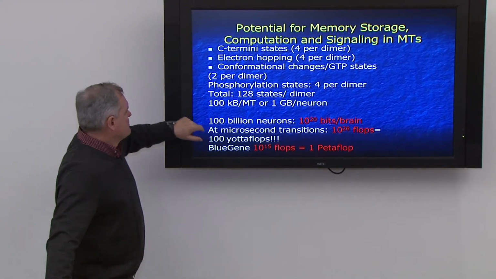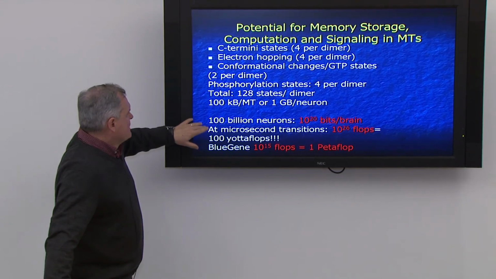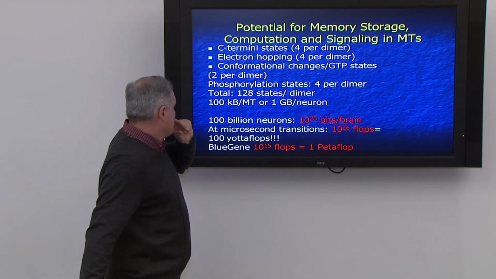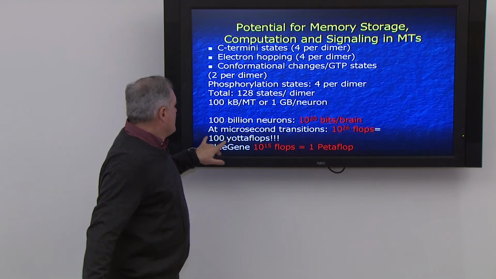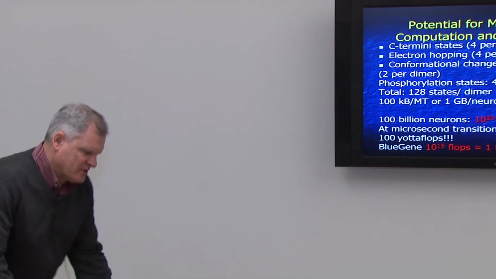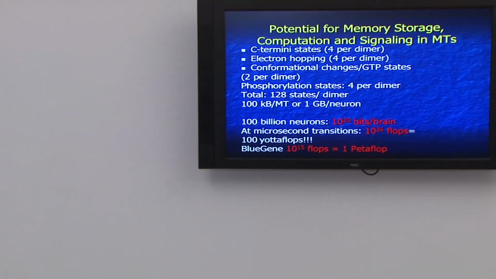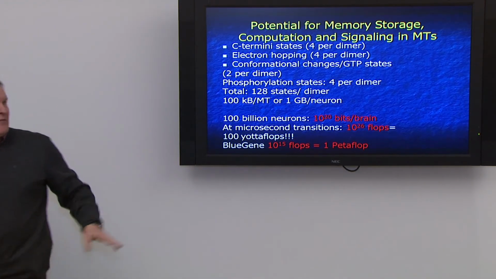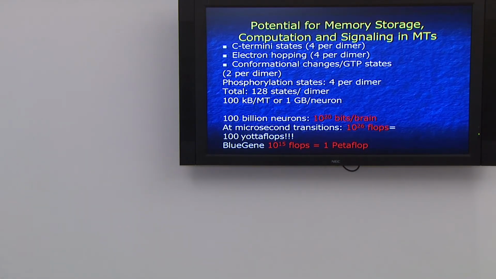Estimate 1 gigabyte per neuron, 100 kilobytes per microtubule. With 100 billion neurons, you have 10 to the 20th bits per brain. Now, at microsecond transitions, you end up with 10 to the 26 operations per second, which is way more than the Blue Gene supercomputer. The best supercomputer in the world doesn't have this kind of operating speed. 10 to the 15th, actually. So that may be an overly optimistic assessment, but even if you just say that we operate at microsecond or millisecond transitions, you're still better.